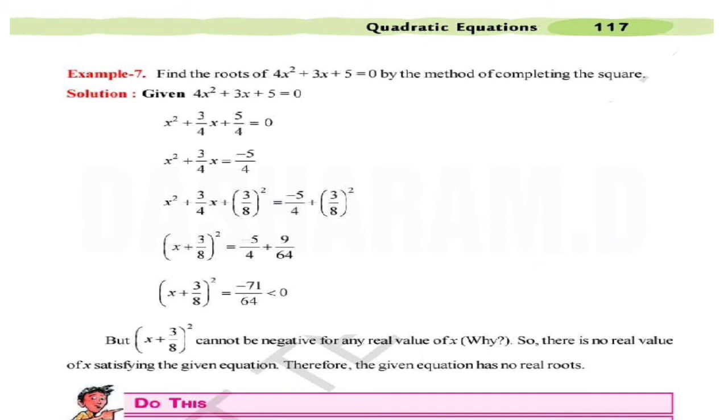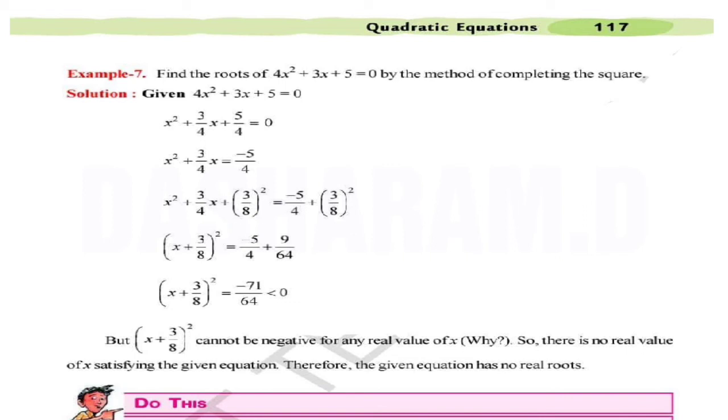Next step, transpose the constant term to the RHS. So then x² + (3/4)x = -5/4. Next step, to get the perfect square, we need to add one number. Here the required number is (3/8)². So (3/8)² is added on both sides, LHS and RHS.